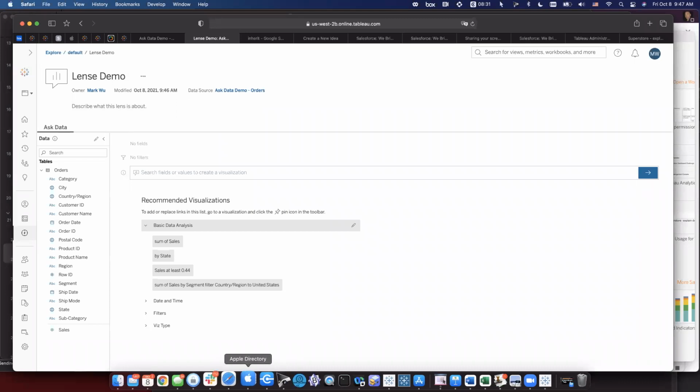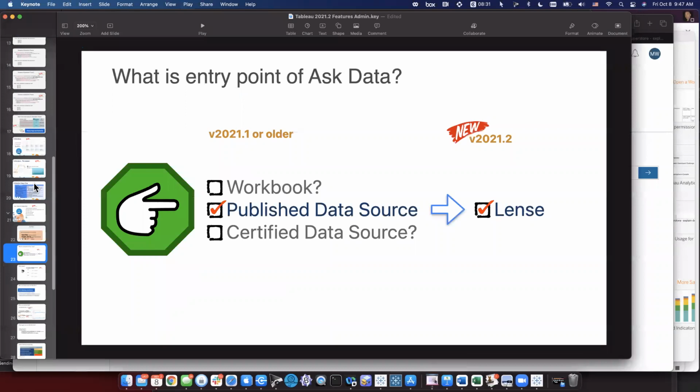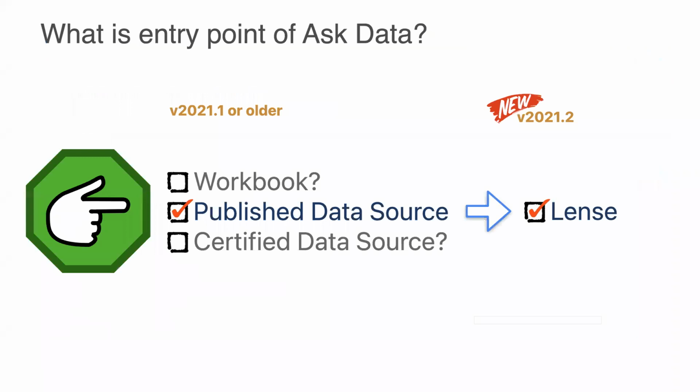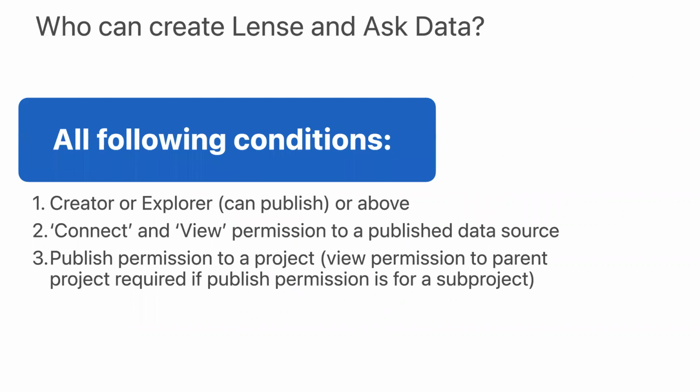Okay, let me do a recap. I'm running a little bit slow today. I've got 10 more minutes to go, but let me give you the recap on the slides. The entry point of Ask Data now becomes Lens. Okay, Lens is a subset only. Who can create Lens? It's a publishing process. You need all three conditions: the publish role, connect permission to the data source, and a folder or project to publish to, of course.